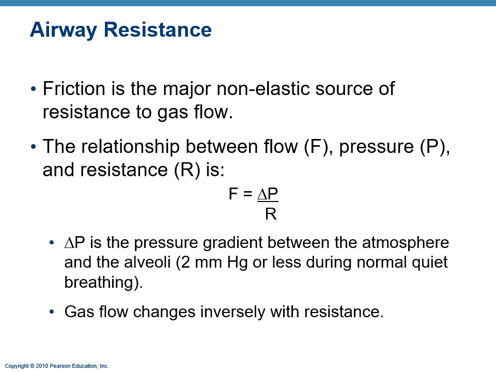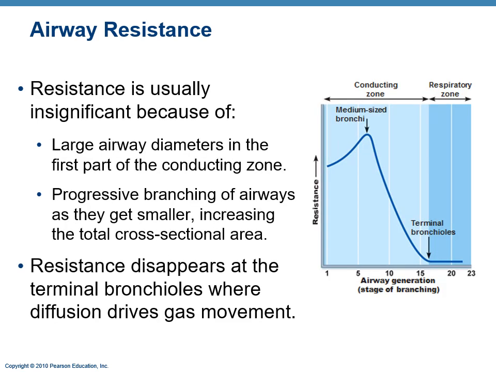Airway resistance has friction as the major non-elastic source of resistance to gas flow. And just like with blood, the flow is equal to the change in pressure between two areas, in this case two areas of the respiratory tract, divided by resistance. Resistance is usually insignificant because of the relatively large airway diameters, especially in the first part of the conducting zone. They progressively get smaller, but they get more numerous, which increases their total cross-sectional area. And resistance disappears completely at the point where the terminal bronchioles come into play.